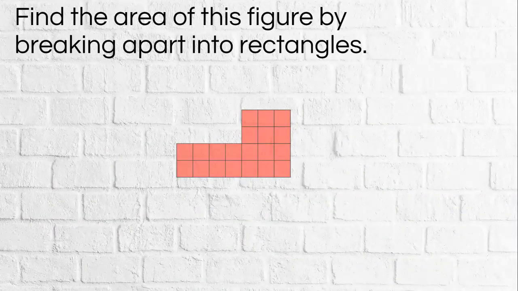I want you to find the area of this figure by breaking it apart into rectangles. This is the end of our video, so you will need to pause. I want you to check yourself. Find a way to decompose it. Maybe decompose it vertically first and then decompose it horizontally. See if you can work it with those multiplication sentences and then go back and count the squares and check yourself. Be a reflective learner.